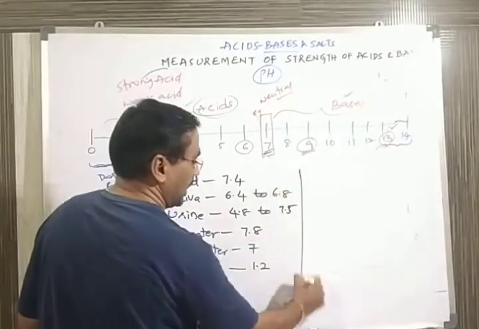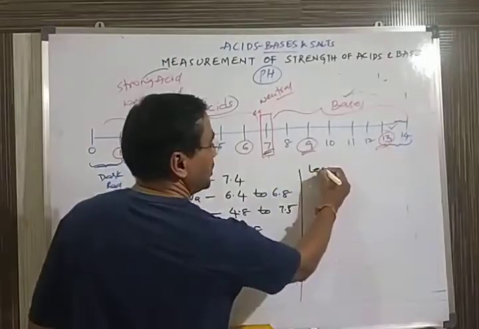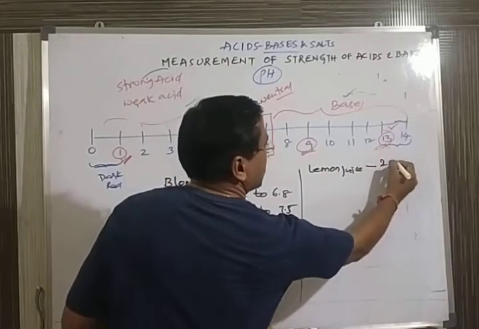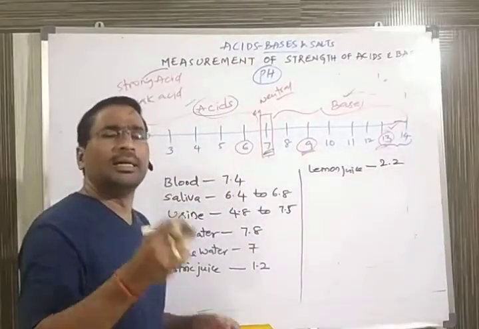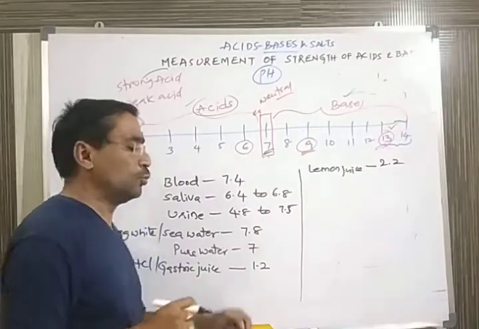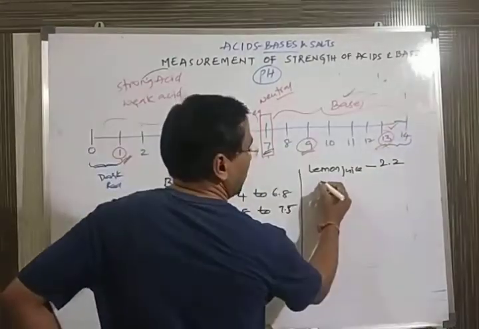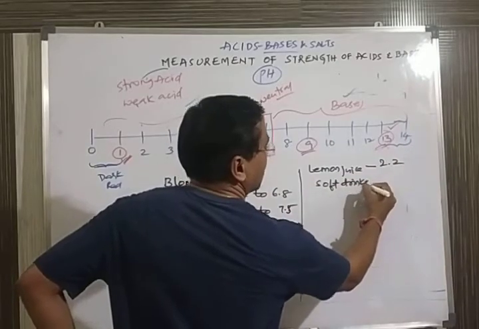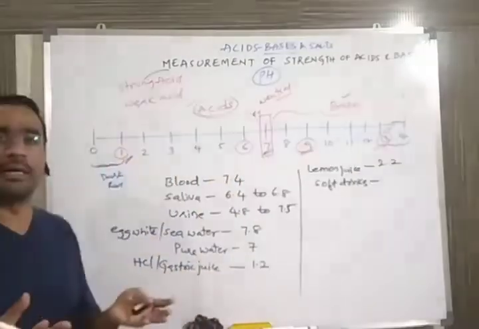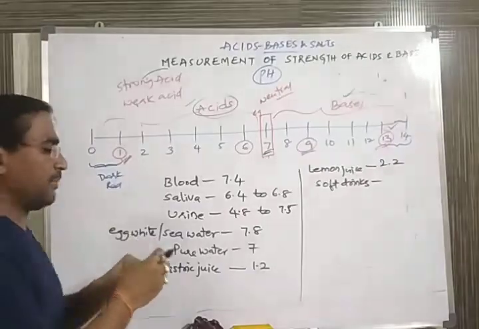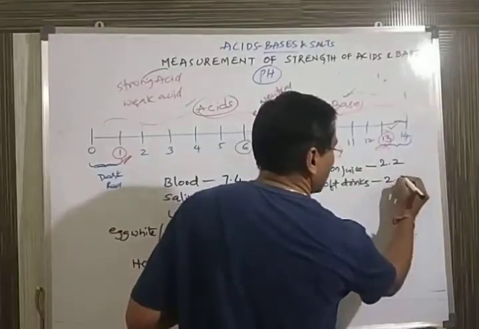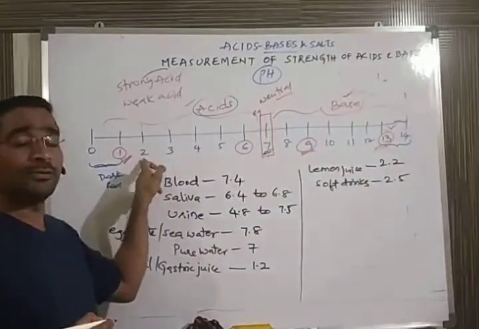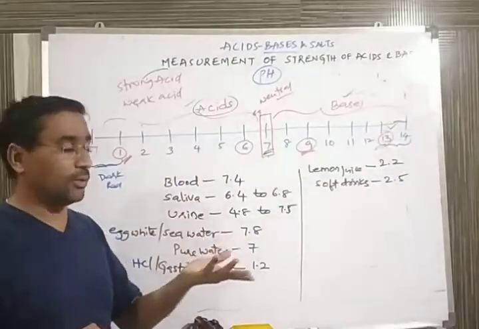Next we can have some other example: lemon juice. Lemon juice has a pH of 2.2. Normally our soft drinks, like Sprite, Thums Up, Coca-Cola, also have a pH of around 2.5. What does 2.2 indicate? They are acidic in nature.